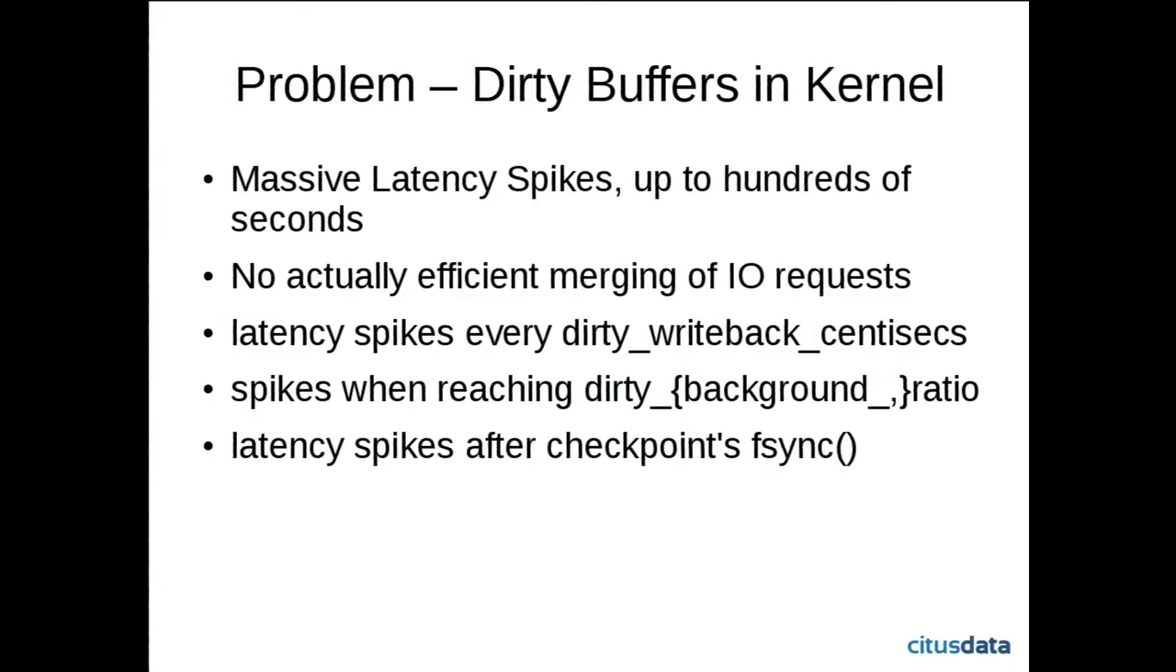You will either see that you get these stalls every dirty write-back centisecs in Linux, which is 30 seconds by default, or you will see them when a dirty background ratio of memory or dirty ratio of memory is reached, and that's by default 10% of the available memory or 20% of the available memory. And you'll also see the spikes whenever a checkpoint finishes. If you ever looked at the log checkpoints output of Postgres, you can see that sometimes it says the sync of the files took so and so many seconds. And if that's very long, that's usually to blame on this problem. So you can work around this in Linux by just setting dirty background ratio and dirty ratio to very low values.